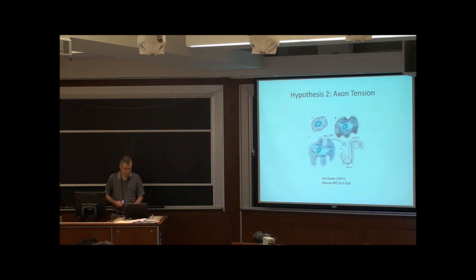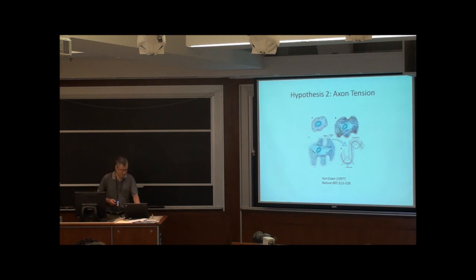The second hypothesis was proposed by Van Essen, actually one of my colleagues in our medical school, in 1997. It's called the axon tension hypothesis, where he speculated that axons connecting two adjacent regions generate a tension to kind of pull these regions together, causing them to buckle and fold. And so neither of these hypotheses have been tested directly in the lab.